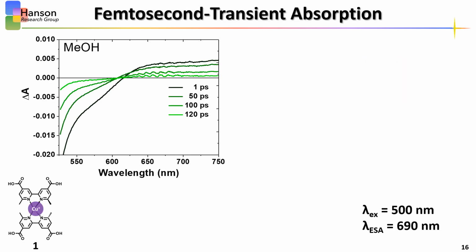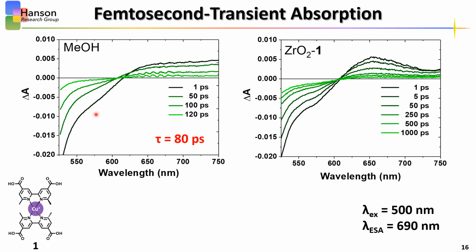By exciting the molecules at 500 nanometers, we can see that when it is in solution, it has the excited state absorption above 650 nanometers and the ground state bleach below 600. And when it is binding to the surface, we can also see the excited state absorption features above 600 and the ground state bleach as well.